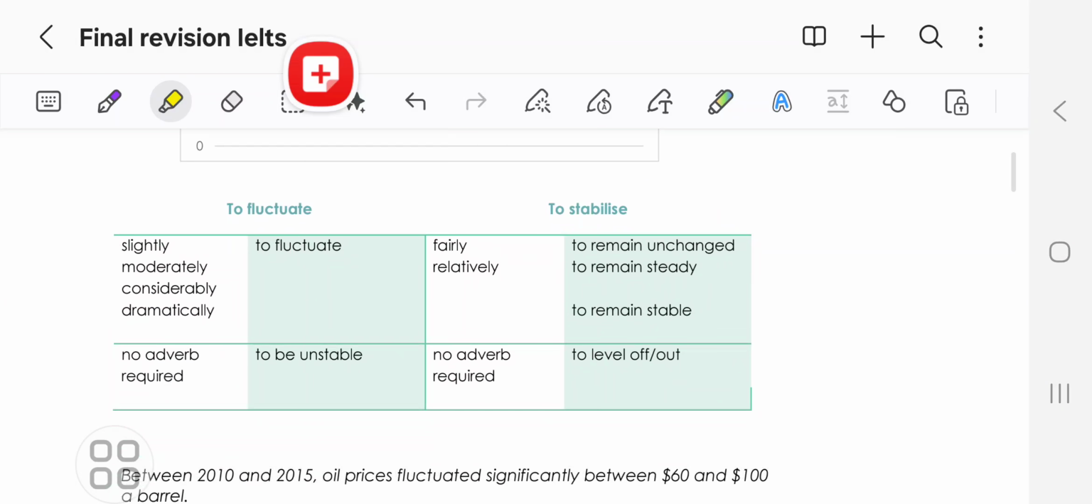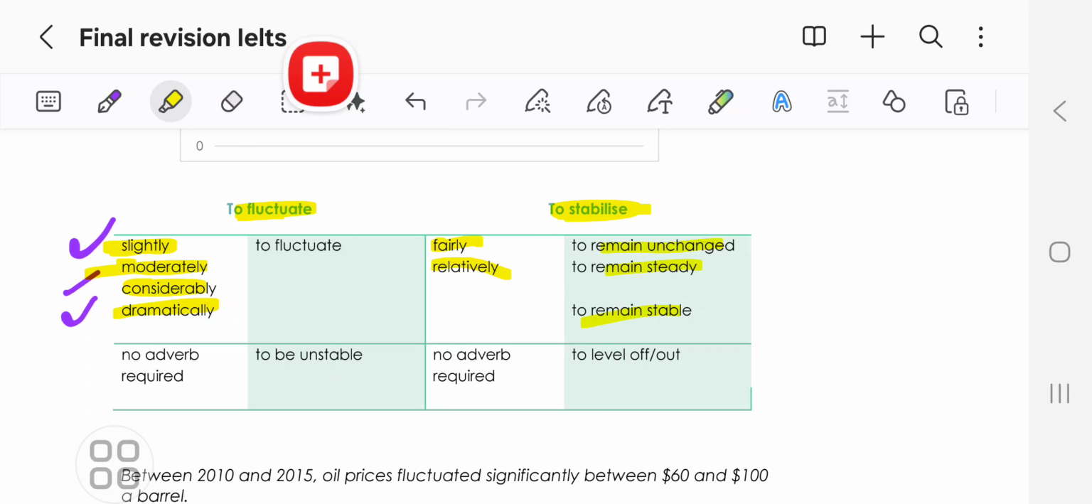Now let's talk about fluctuation and stabilizing. To fluctuate, we can talk again about small and large changes: slightly, moderately, considerably, dramatically. Slightly is for small, moderately and considerably come in the middle, and then dramatically comes here. So remember that. Then we have stabilize, for example, fairly, relatively. To remain unchanged, to remain steady, to remain stable, and you say fairly.